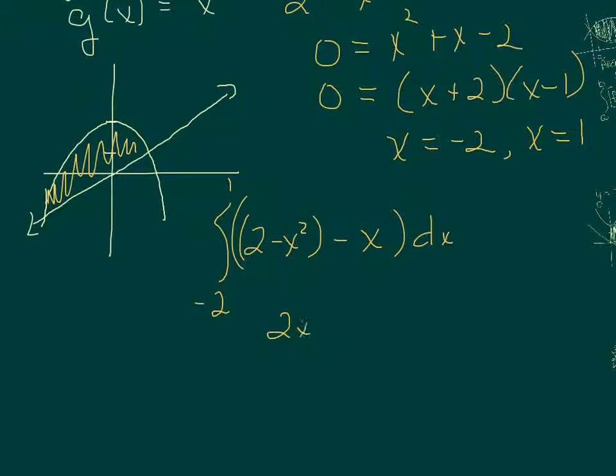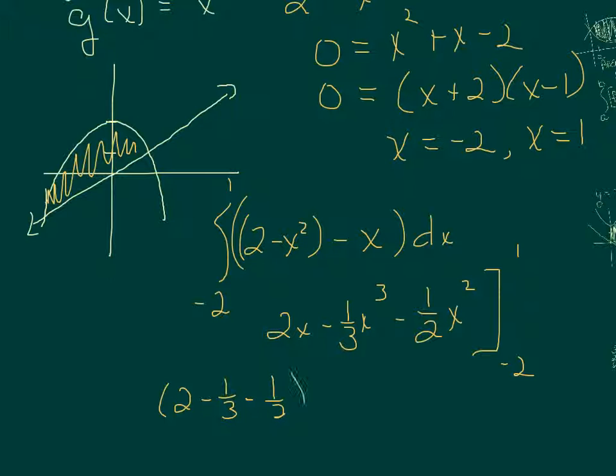2x minus x cubed over 3 minus x squared over 2. So what do you get when you plug in a 1? 2 minus 1/3 minus 1/2. That's what I got. I'm glad that works. Then minus, plugging in -2, minus 4.